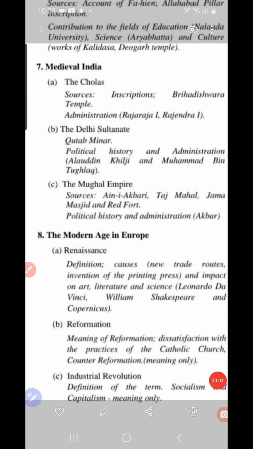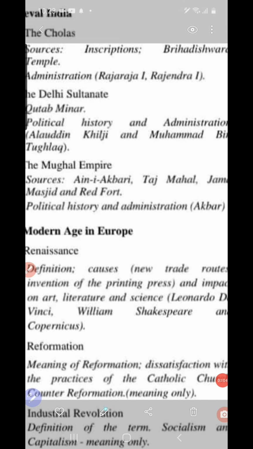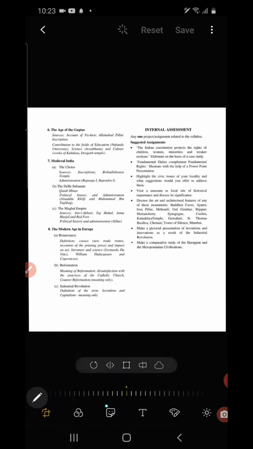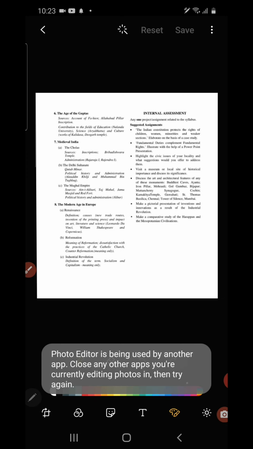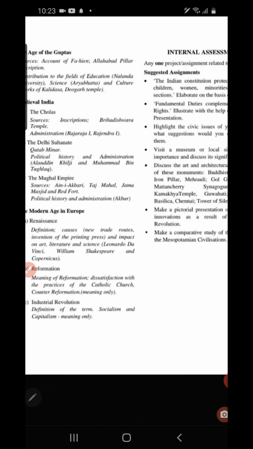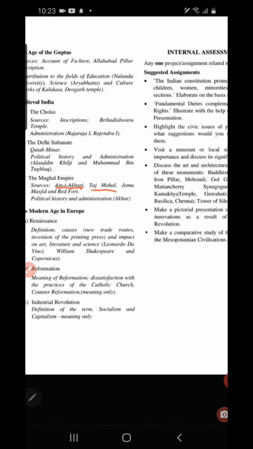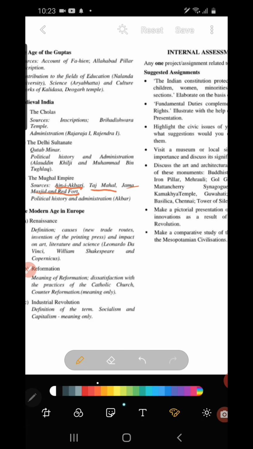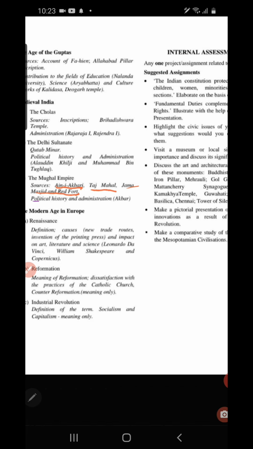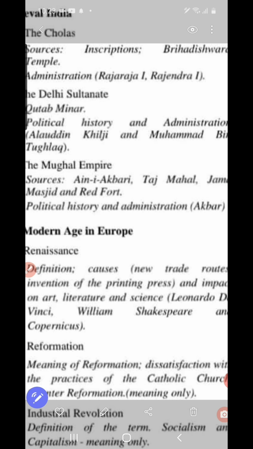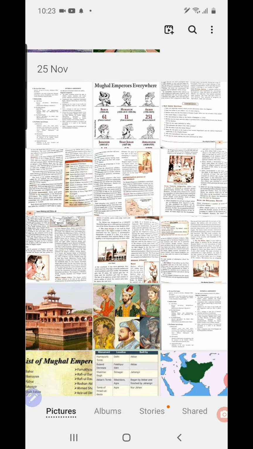Children, see the syllabus of the Mughal Empire. Here we discussed Ain-i-Akbari, the literary source of the Mughal Empire, written by Abul Fazl. Then archaeological sources. Which are the archaeological sources? Like the Taj Mahal, Jama Masjid, Red Fort. We discussed these in detail, and in this session we are going to discuss mainly the political history and administration of Akbar. Okay, so let us go through the pages on Akbar.